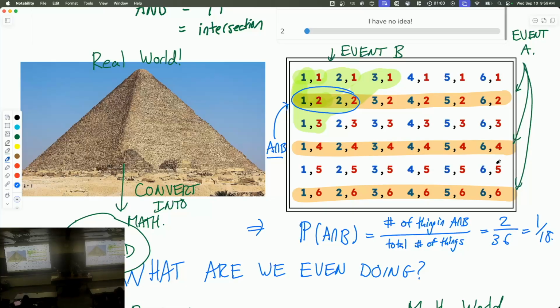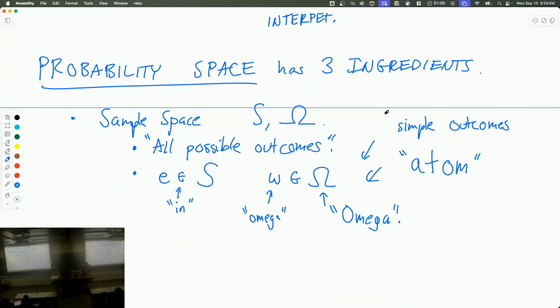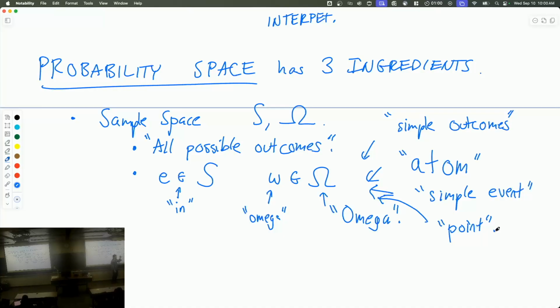Yes? Wasn't there two more expressions for simple outcomes? Yes. Atom. Yeah, simple event. Simple event, yes. An event that can't be decomposed. Using that sample space and a point. A point, yes. Oh, I like a point. That's very nice. A point. Yeah. So all of these are great. The one that is a little bit scary, you should be slightly worried about, is simple event. And that is because event already means something else.